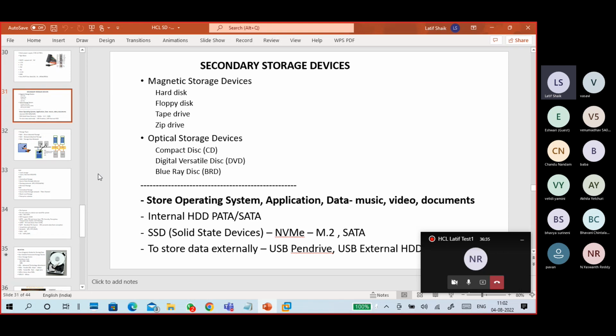Some people give an idea: why are you using a normal hard disk? You can choose SSD over a normal hard disk. So we will discuss what the differences are, what the advantages of hard disk and SSDs are, what the disadvantages are, and the common points.